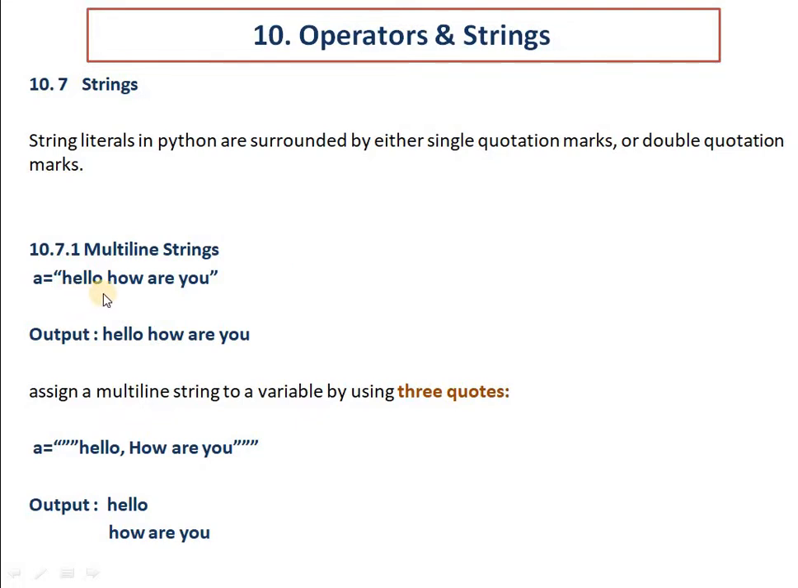See, I am telling A is equal to hello, how are you, and I am telling print A. The output will be hello, how are you. The entire sentence will be in a single line in the output. Suppose I want to take hello in one line and how are you in the next line. I can use multi-line strings by representing it with three quotes. I am writing A is equal to three quotes, hello, how are you, then three quotes. So it will display the output as hello, comma, then in the next line, how are you. So you can represent things in multiple lines by using three quotes.